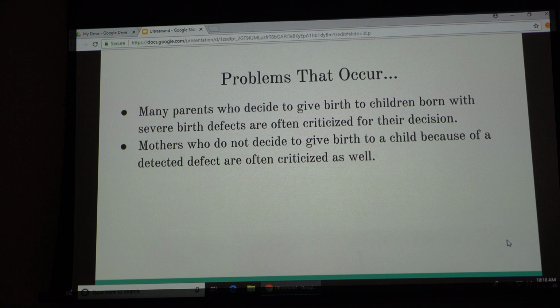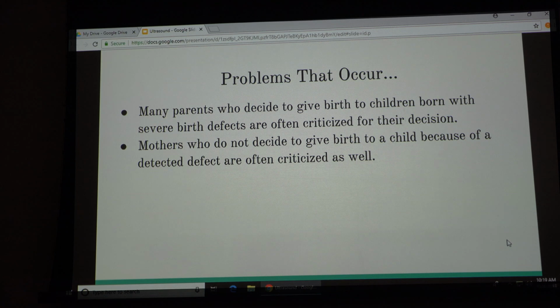And then a lot of problems that occur from that is that everybody's going to have a different response to the ethical problems that I just mentioned. So there are a lot of women who decide to give birth to the child if the ultrasound does show a lot of birth defects. They decide to have the child anyway, and they're criticized because people will say, oh, you're evil, you're selfish for doing that to your kid.